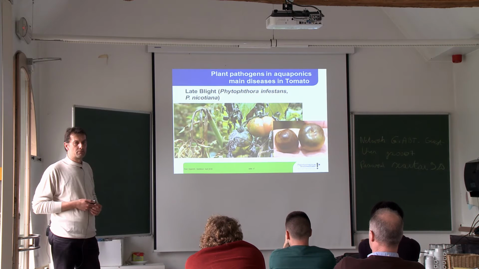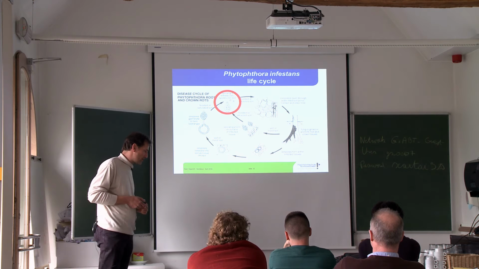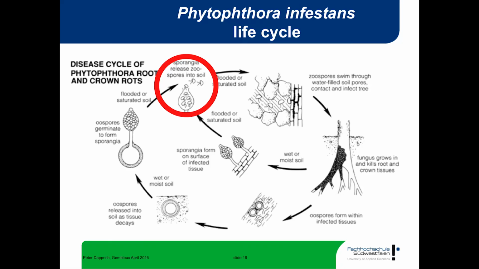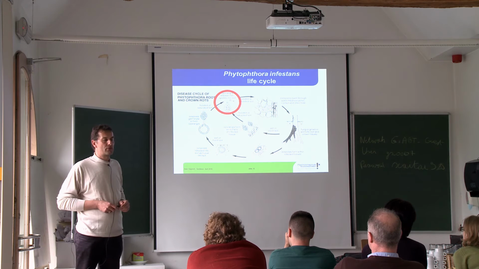And what makes this one so special, or so dangerous especially for our aquaponic systems, is that it forms spores that are not wind dispersed, but zoospores that swim actively in water, in a water film. So they go not only with the water direction in your system, but they can also go against the water direction. They go through the water, through everything, without any means of control if you are not early enough to stop it.